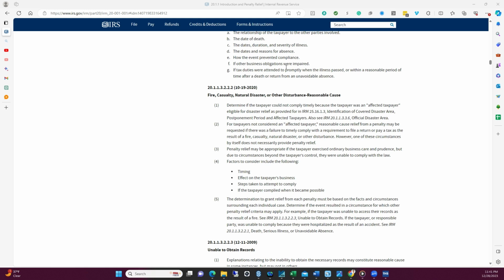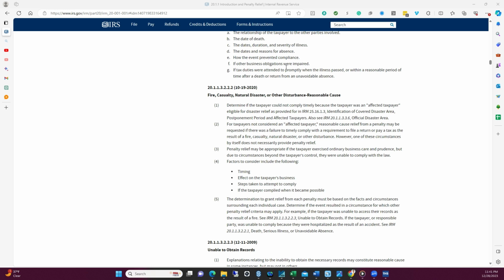However, one of these circumstances by itself does not necessarily provide penalty relief. So it needs to have happened, whether that was a fire, a flood, or other natural disaster, tornado. It needs to have affected your tax records in such a way that you were not able to prepare the tax return, or affected your housing, your life, your family's life in such a way that through emotional turmoil or whatever, you were unable to file the tax return timely and correctly.